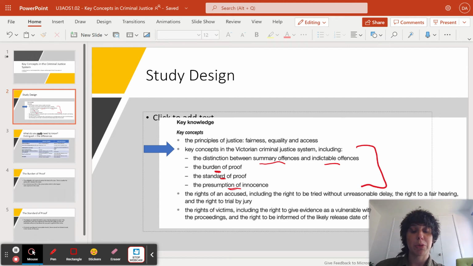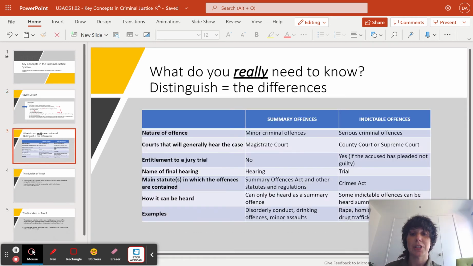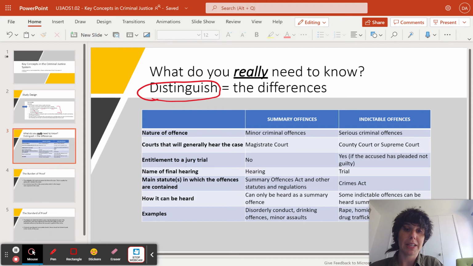You do need to be able to explain each one in a few sentences or more. And with summary and indictable offences, you need to be able to talk about differences. Okay, so let's talk about the first one, summary and indictable offence. So when we're talking about distinguish, what we're talking about is what is the difference between a summary offence and an indictable offence? What's different about them?